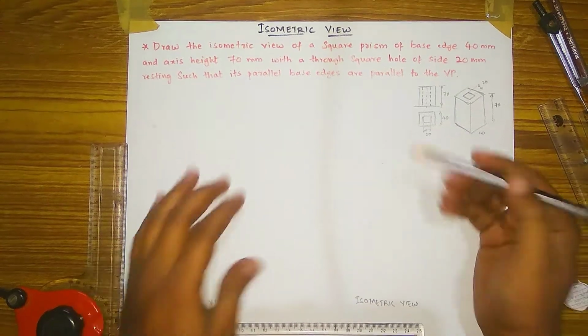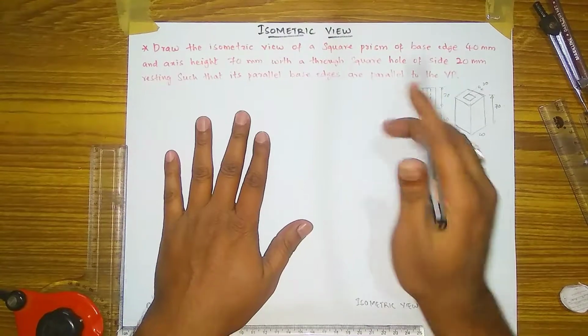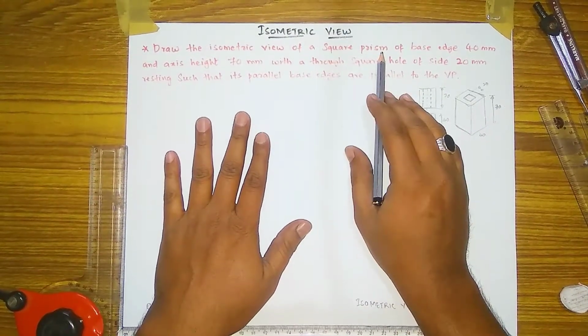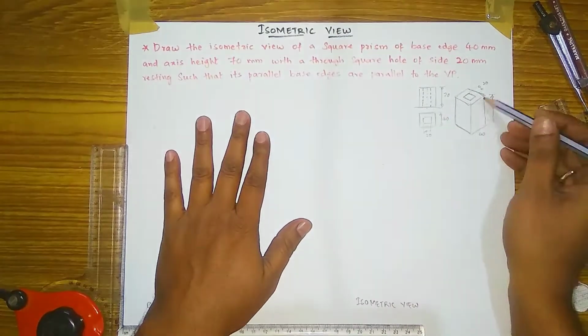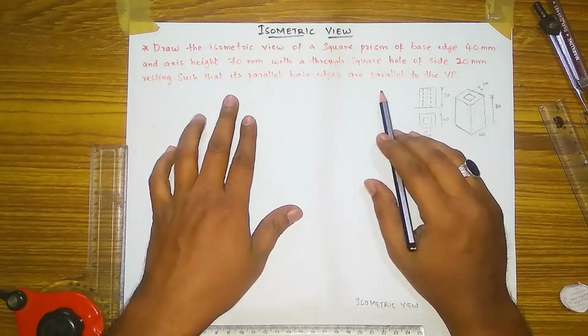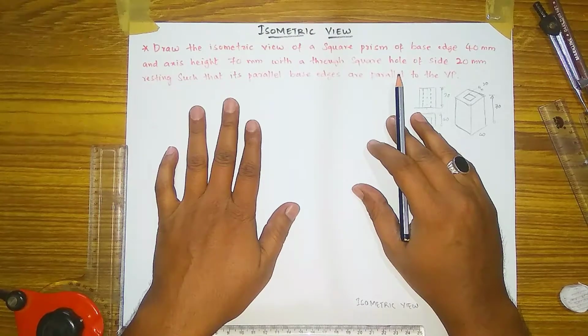Watching Wise Tech Engineering YouTube channel by Mohammad Abdul Mehboob, and I am going to explain you an isometric view problem, that is a square prism, and in that square prism you have a square hole. So what is the question? I am going to explain you in detail. So how to draw this isometric view of a square prism having a cutout hole of 20 mm.